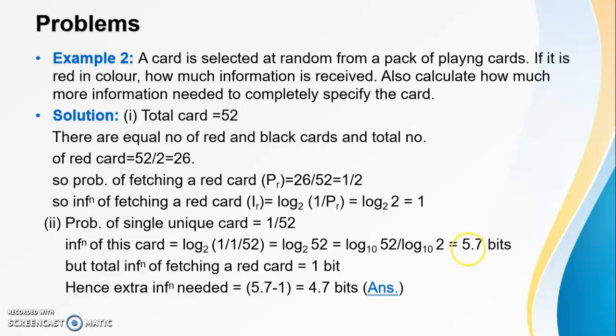But the information of fetching a red card equals 1 bit, which we have already calculated. So the extra information needed is 5.7 minus 1, or 4.7 bits. It is our desired answer.